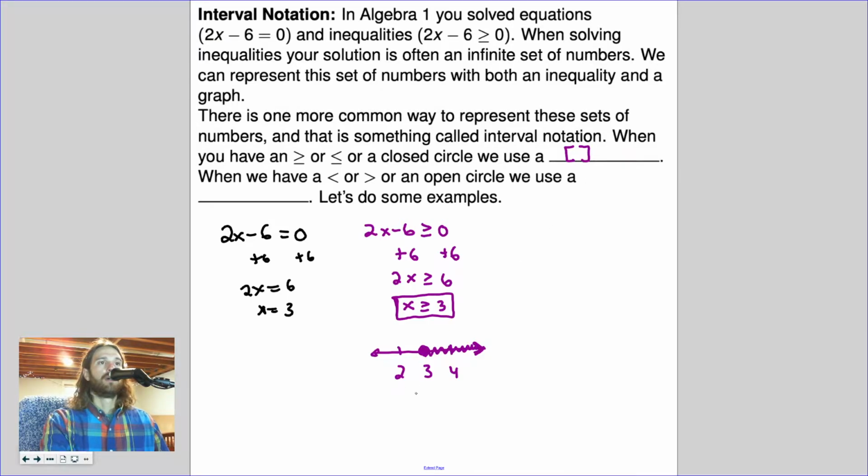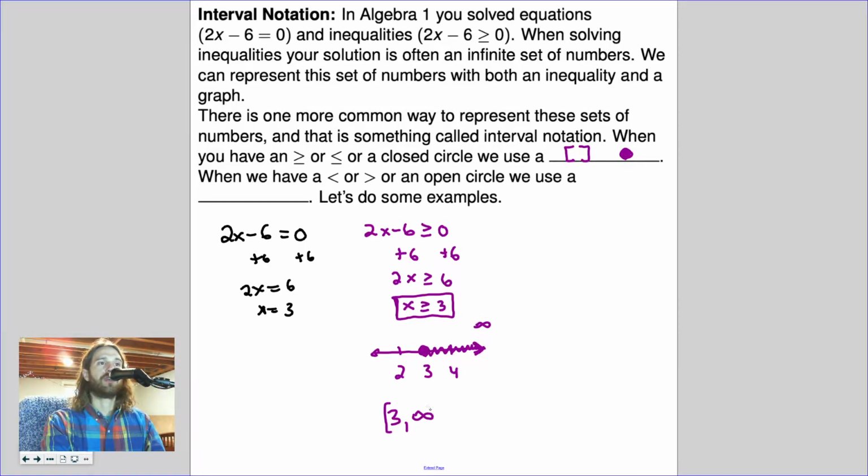Okay, so we always start with our lower bound, the lower bound for the shaded area. The lowest possible spot we could go is 3, all the way up to the highest possible spot. Well, where does this arrow go? It continues on forever. It's heading off towards infinity. So we can go from 3 to infinity. Since this is a closed circle, closed circles are associated with the square bracket.